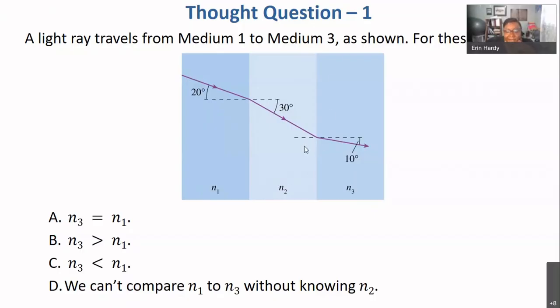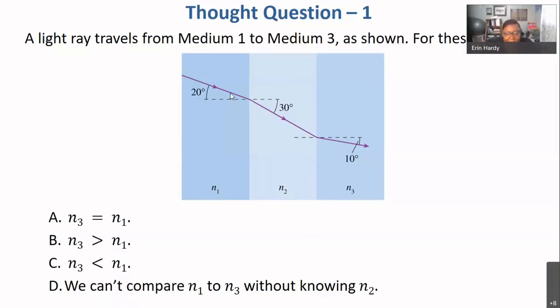So now if we look at our second interface, we have a refracted angle of 30 degrees. That's going to be the same as the incidence angle for the second interaction. So you go from 30 degrees to 10, so from big to small. We know that N3 is bigger than N2. So we have a way to compare N1 to N2 and N3 to N2. That's why we can eliminate D right off the bat. We don't need to know exactly what the number is to know how they compare to one another.